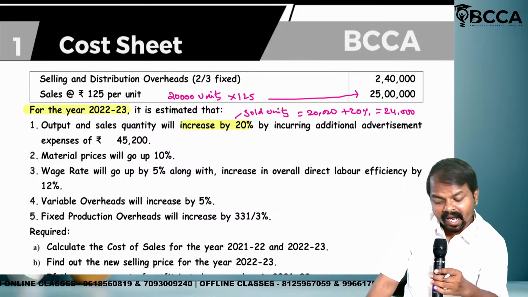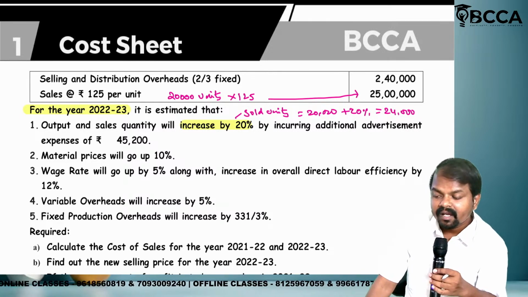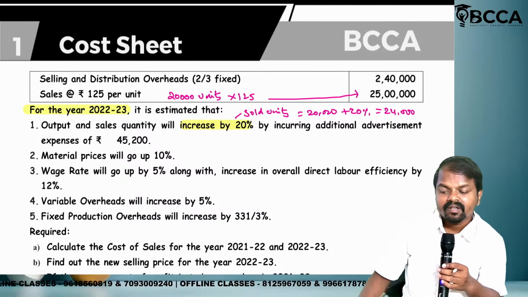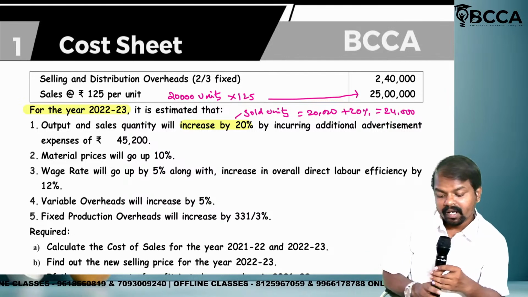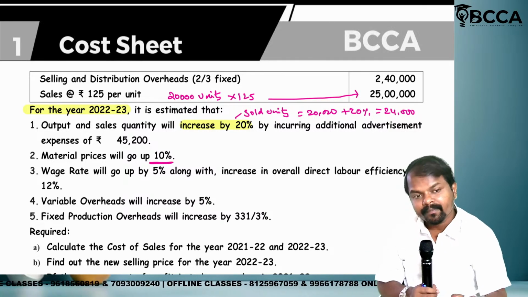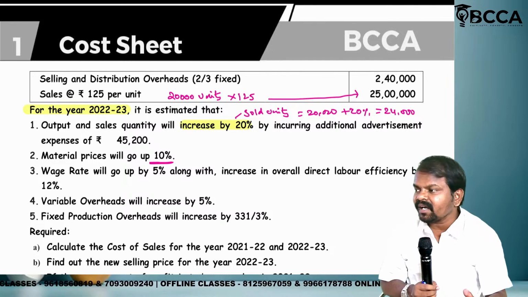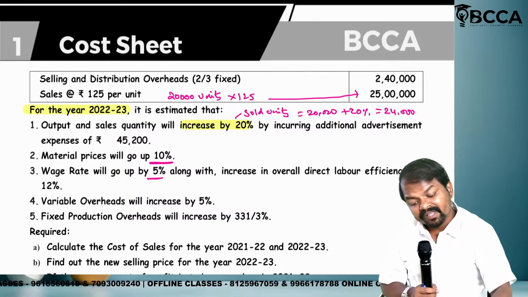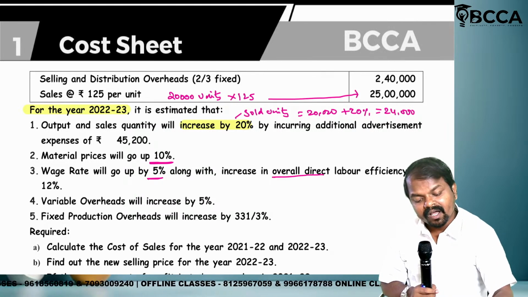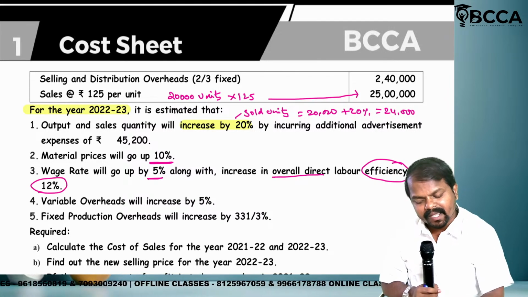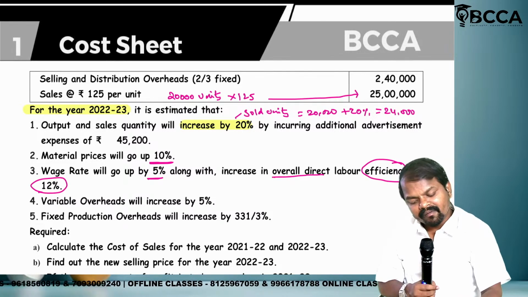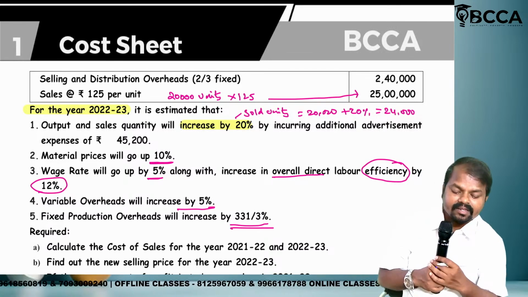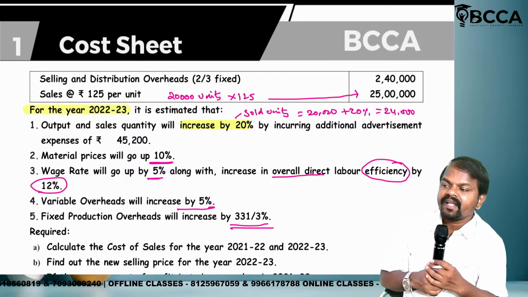Incurring additional advertisement expense. How much? 45,000. Next, metal price will go up 10%. Wage rate will go up 5%, along with an increase in overall direct labor efficiency by 12%. Variable overhead will increase 5%. Fixed overhead will increase 33.3333%, which is nothing but 33 1/3.